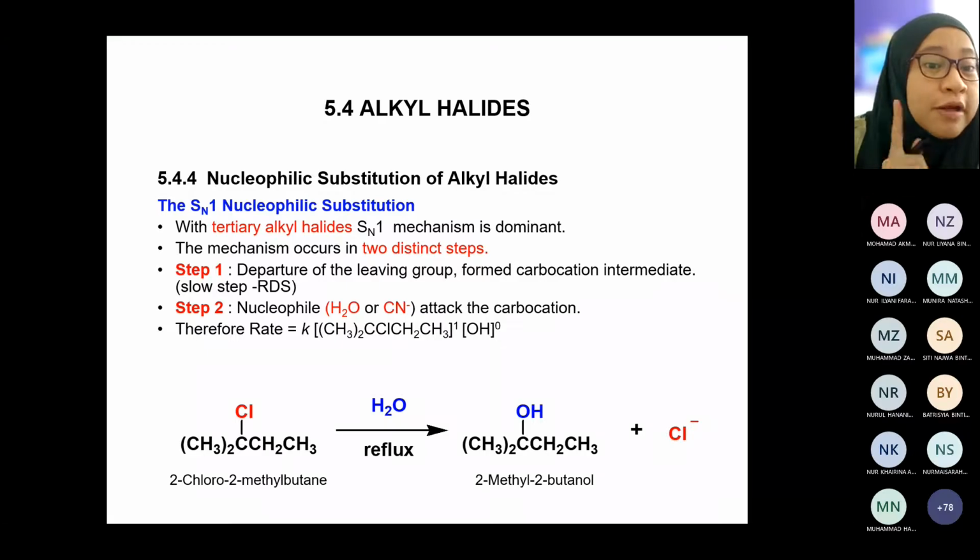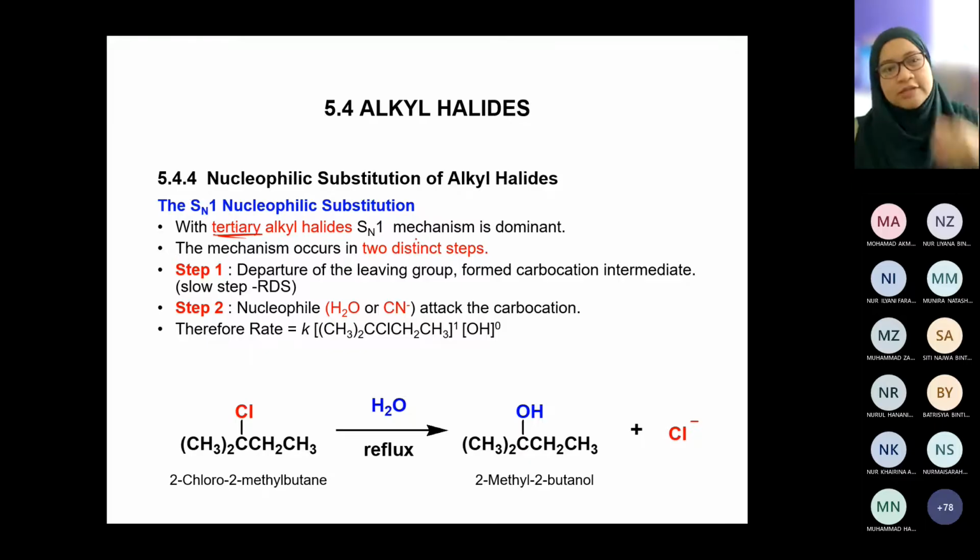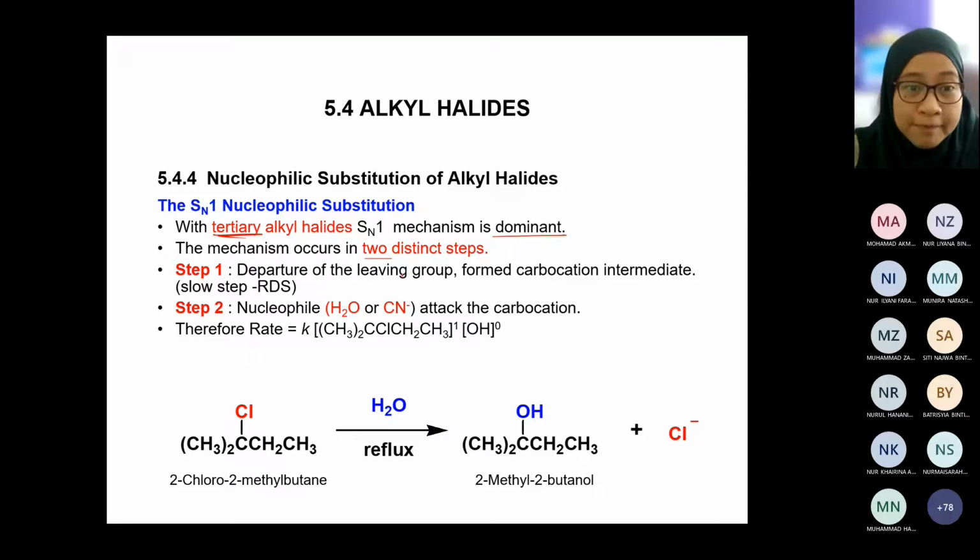Settle Sn2 prefer primary or methyl halide. But Sn1 on the other hand prefers tertiary. Okay, so bawah tertiary ada secondary lah. So with tertiary alkyl halide Sn1 mechanism is dominant. Maksudnya tertiary prefers to undergo Sn1 reaction. The mechanism occurs in two distinct steps. So dia ada dua step. Yang tadi tu ada satu step saja. Sangat terus. Jadi dia ada dua step. So dia form satu step and then proceed to the next step and then finally form product.